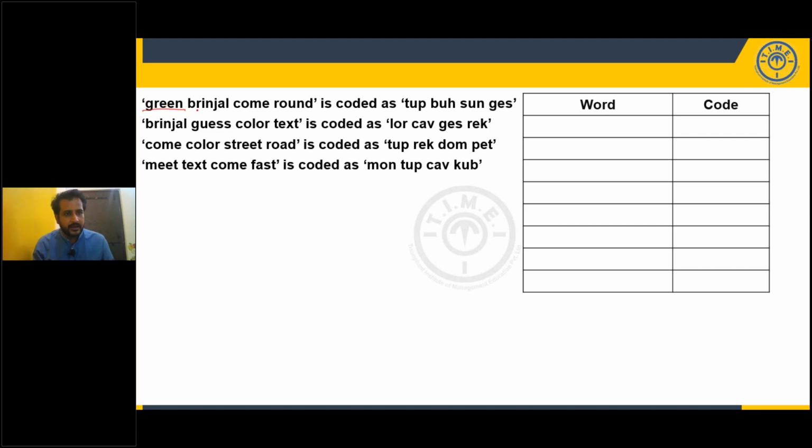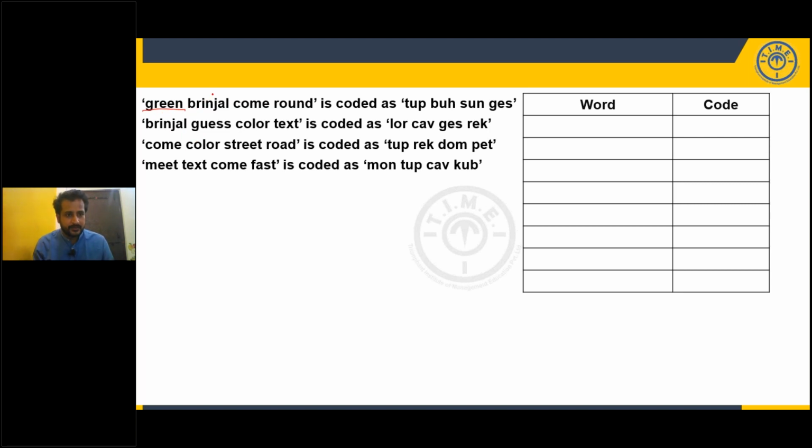First word, green. Do you have it common in any of the other statements or within the statement? No. We don't have green here, here, or here. So keep it aside. We are not going to get the exact code for green, but there is a chance. If you are able to eliminate the remaining three, you may get the code for green. So wait for some time. But as of now, there is no common word green.